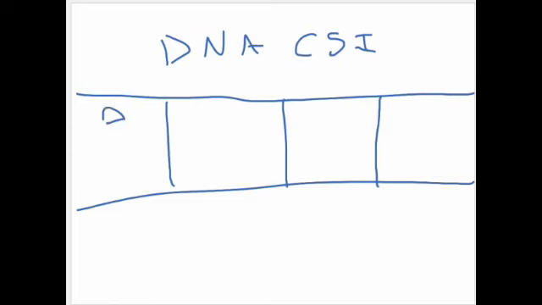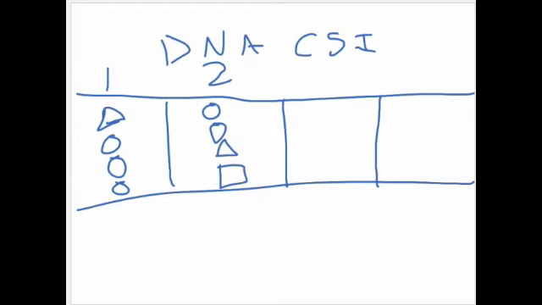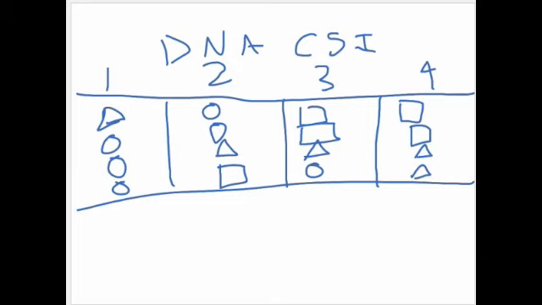So imagine the code of person one: triangle, circle, circle, circle, circle. That's the DNA code of person one. Person two is circle, circle, triangle, square. Person three is square, square, triangle, circle. Person four is square, square, triangle, triangle. So we have the four DNA codes from each of the suspects. So now we need to look for the DNA that we found in the crime site.